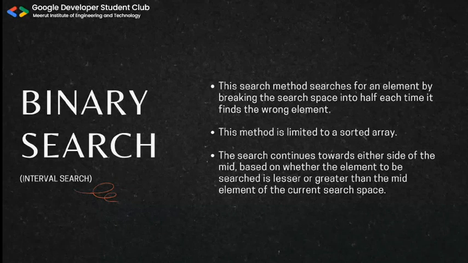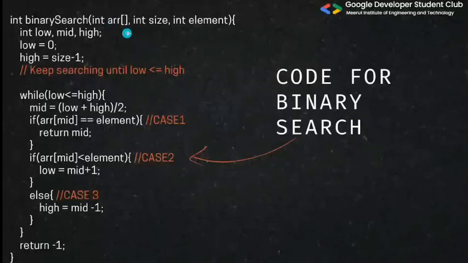This mid value basically contains the middle value between high and low. Let's see the code for binary search. So you can see here we have taken an array and this is the size of the array, and we are passing the element that we have to search for.